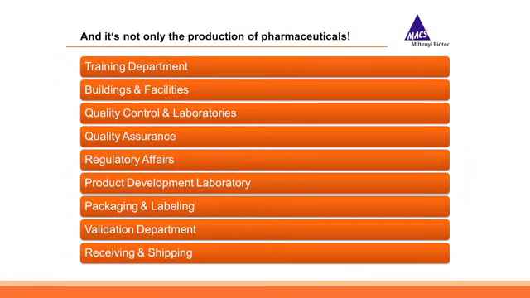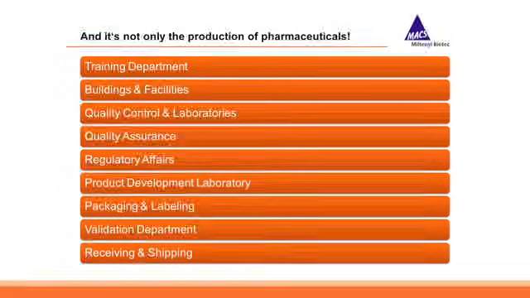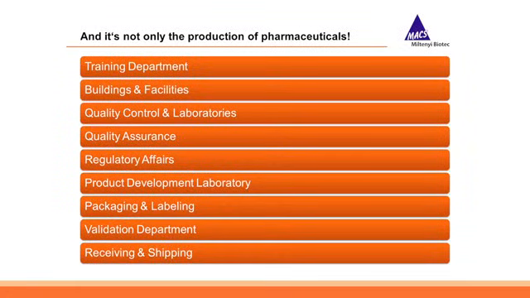These guidelines govern the existence of a training department. The buildings and facilities are described in there and how they have to be set up. Quality control departments and laboratories are described and how this has to be set up. QA departments. There has to be a regulatory affairs department, and not only the production but also the development is regulated under GMP guidelines. And if you have the final product, it's described how you have to package and label it. Validation is one of the big points in these guidelines. And finally, receiving and shipping is also covered by the guideline.